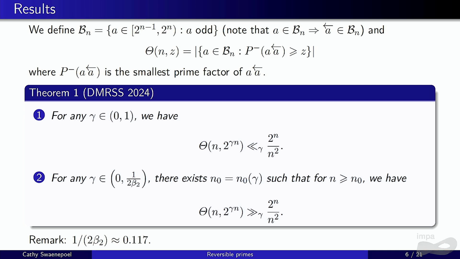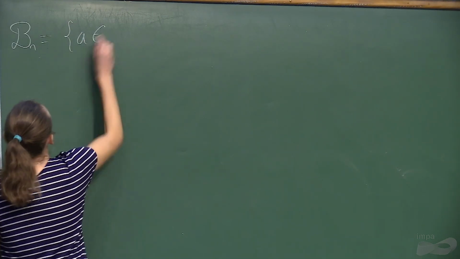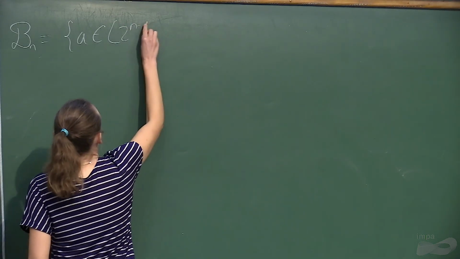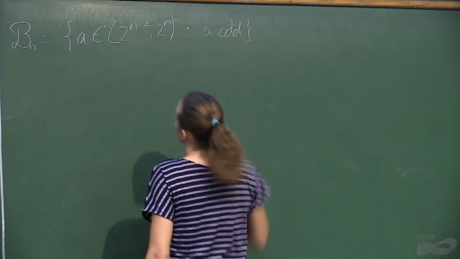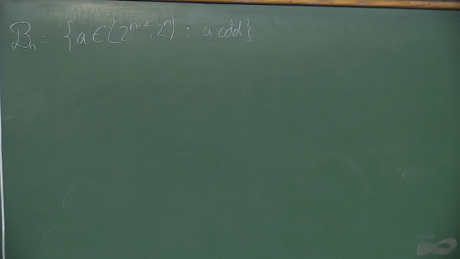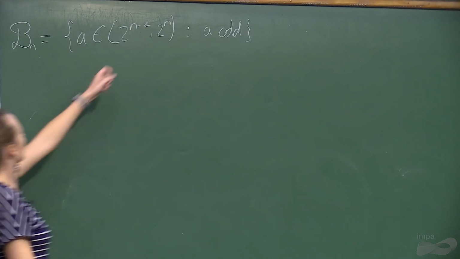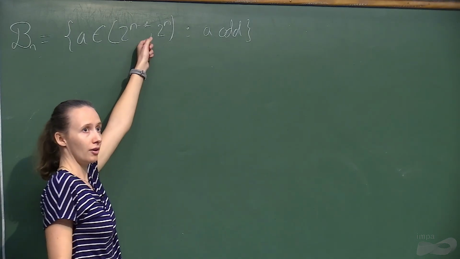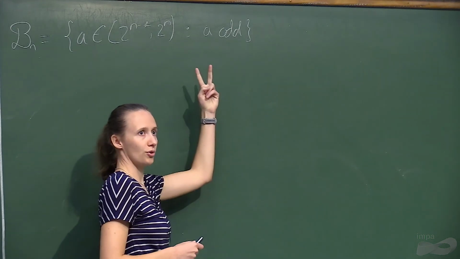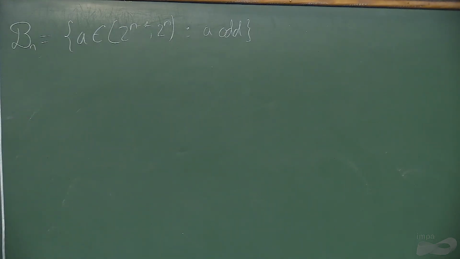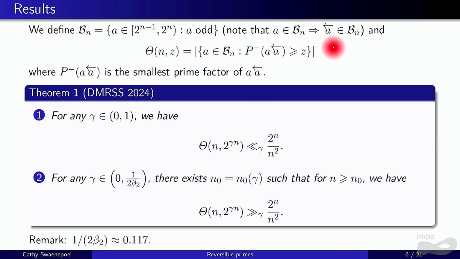So with my co-authors, we studied this problem. And here is our first result. We introduce the set Bn just for convenience. This is the set of all n-bit integers a which are odd. This set is very convenient because in base 2, this means that the digit at position n minus 1 is 1, and the digit at position 0 is 1. So when you take the reverse, this is still the case. So we have this stability here, which is quite convenient.